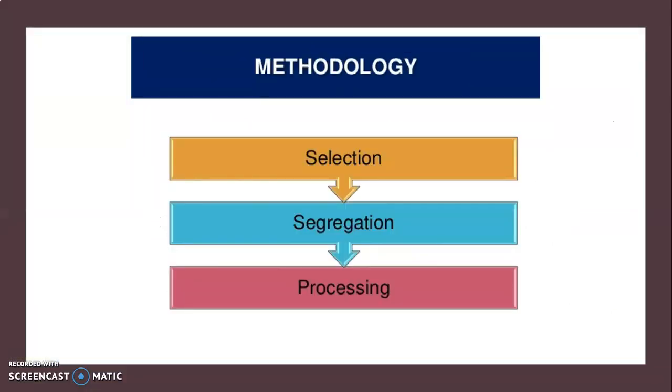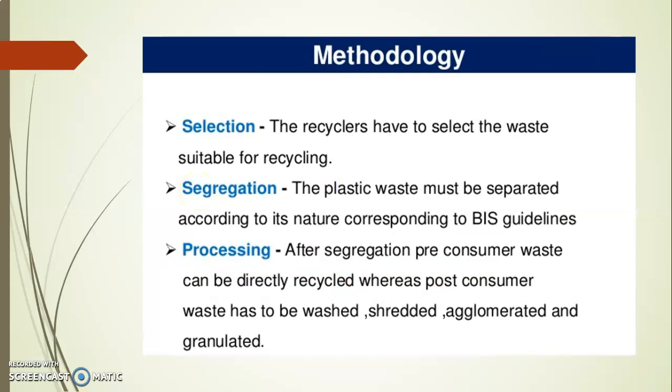Okay, this is the methodology for recycling. We need to sort the plastic into types, which are 1, 2, 3, 4, 5, which are types PP, HDPE, PET, and so on. And then undergo segregation and processing. Segregation: the plastic waste must be separated according to its nature, corresponding to BIS guidelines. For processing after segregation, pre-consumer waste can be directly recycled, whereas post-consumer waste has to be washed, shredded, agglomerated, and granulated.